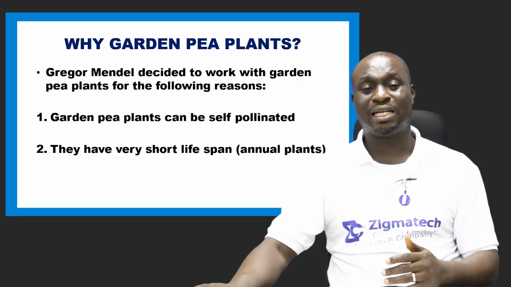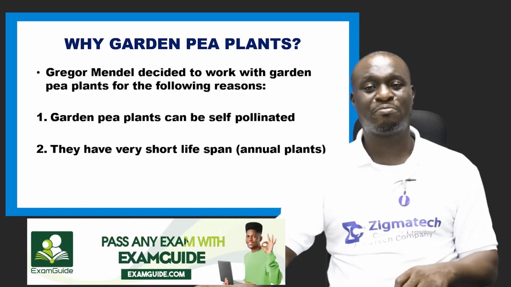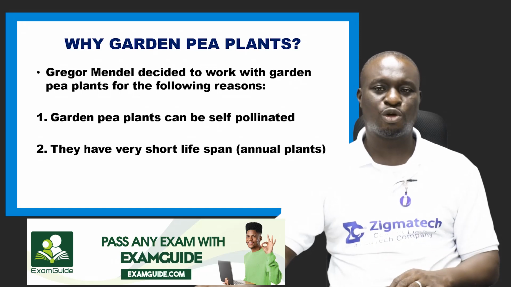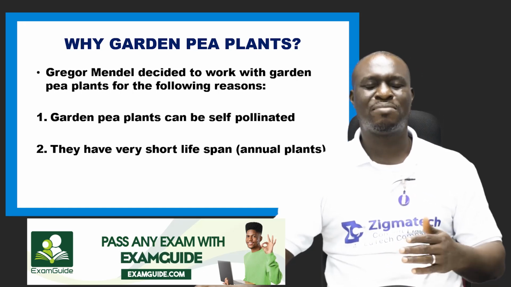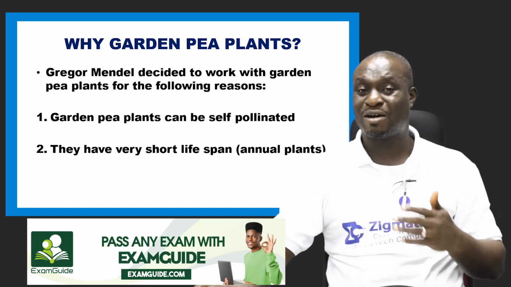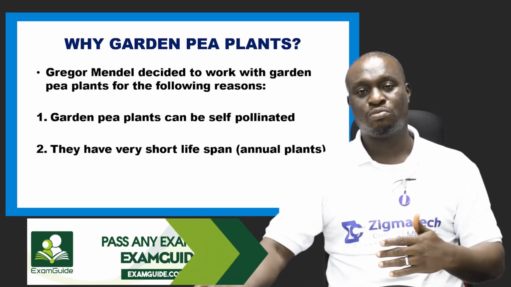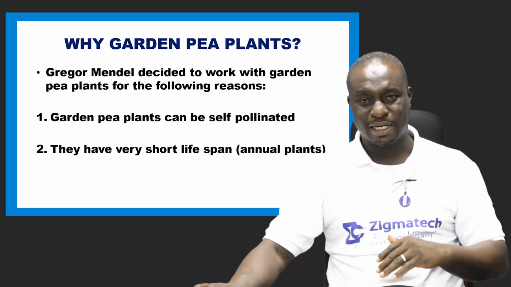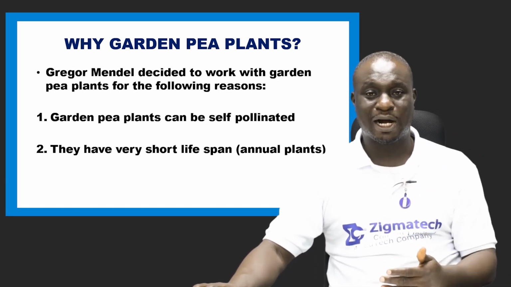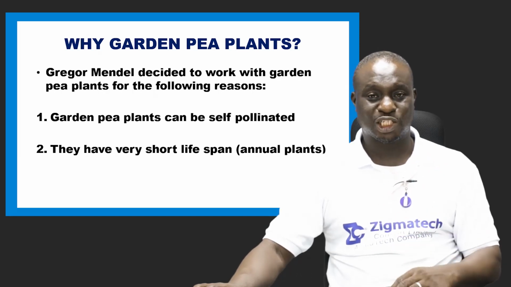Gregor Mendel decided to work with garden pea plants because of the following reasons. Number one, he discovered that garden pea plants, apart from undergoing cross-pollination, can also self-pollinate. And you're going to see some of the reasons why while he was carrying out his experiment.